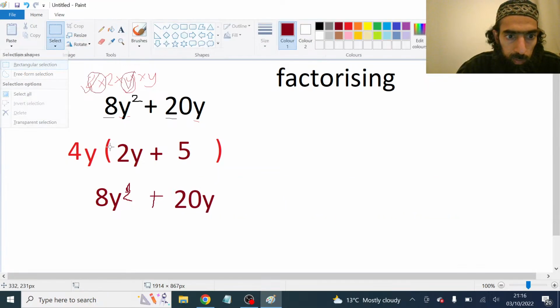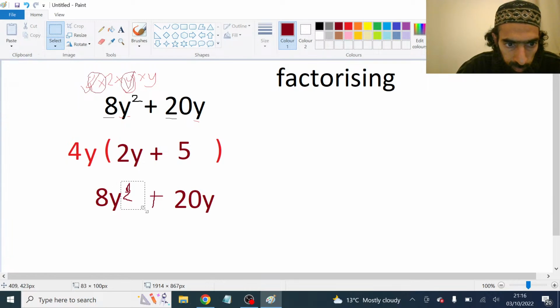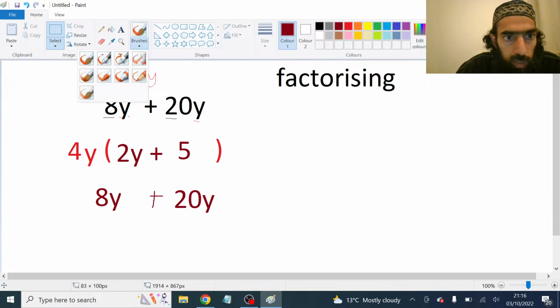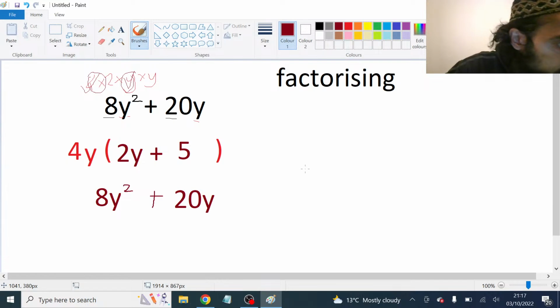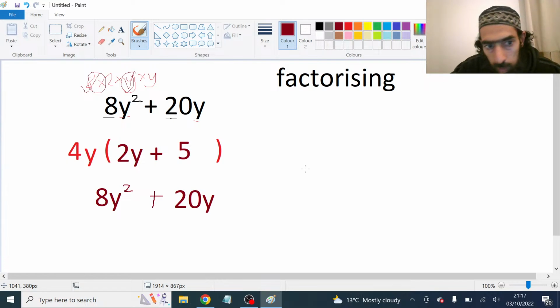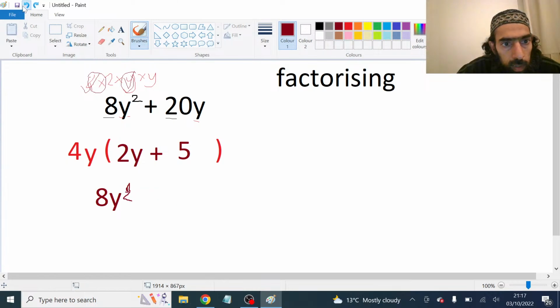Let me just try and get that squared written in a way that makes it look as if it's actually 8y squared. Okay, fantastic, good. So we'll do a couple of harder ones probably tomorrow, but just starting off really simply today, let's take another look at the one we've just done. We've got 8y squared plus 20y.